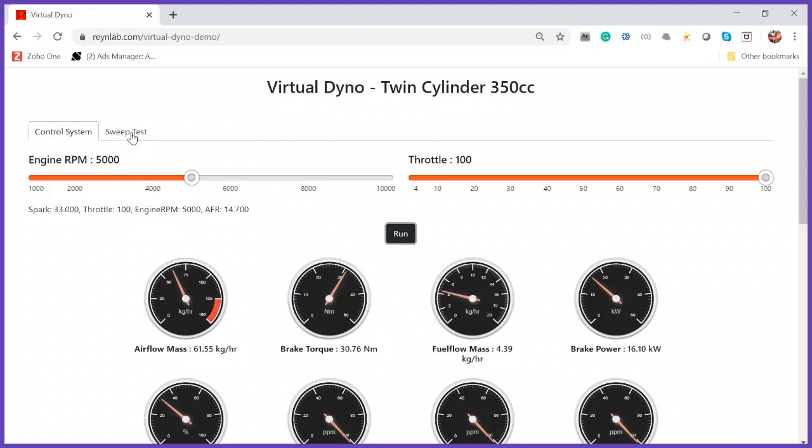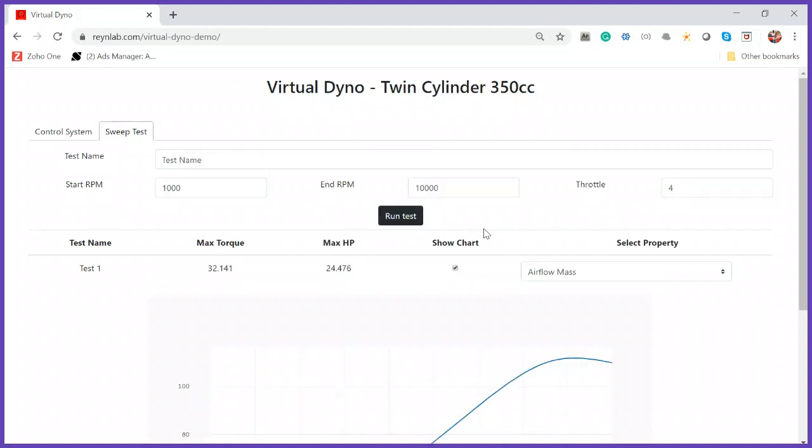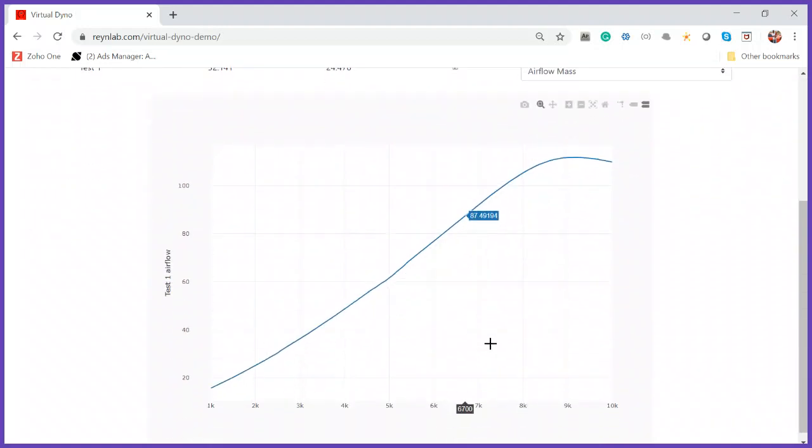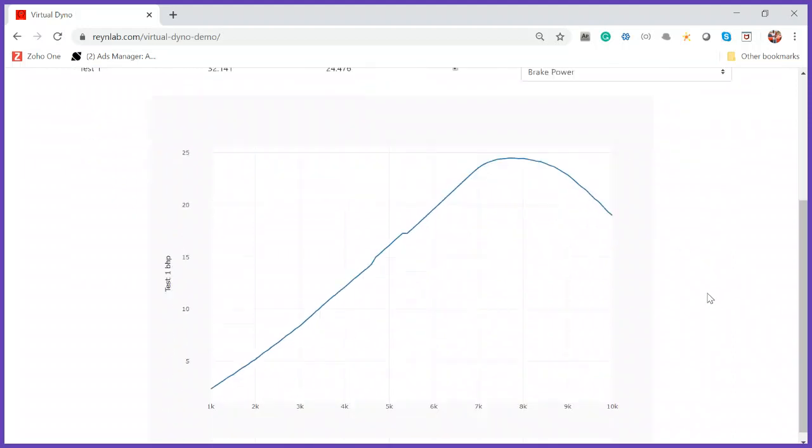So now this is a steady state test. You could also go ahead and do a sweep test. A sweep test is where you run the engine between a minimum and maximum RPM and you try to find out what your power output is. So now let me name it test one, and I'm going to do a run from 1000 to 10,000 RPM and I'm going to run it at full throttle. Now if I click run test, I've done a sweep test and I can plot my horsepower.